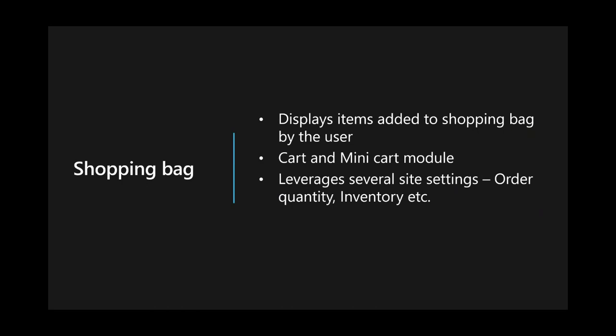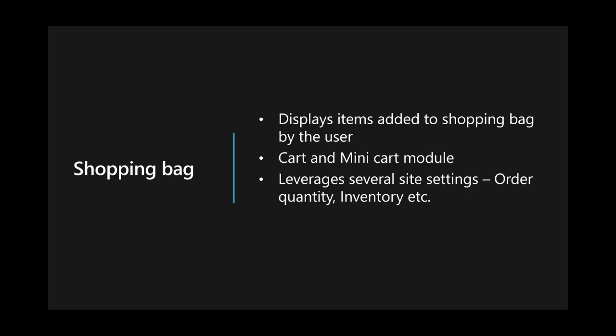Shopping bag. Shopping bag displays items added to shopping bag by the user. There are two main shopping bag modules. One is the cart and the other is a mini cart. Again, as the name goes, mini cart is like a minimalistic version of the cart with minimal operations, mainly used to give you a summary of what is available in the cart. And the cart basically displays all your cart line items.